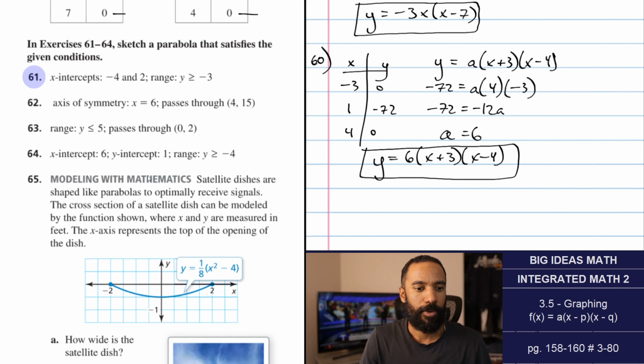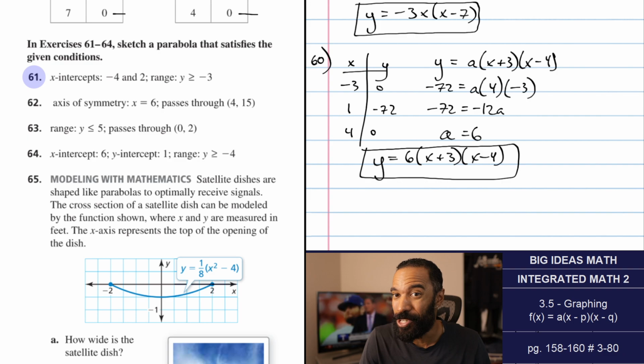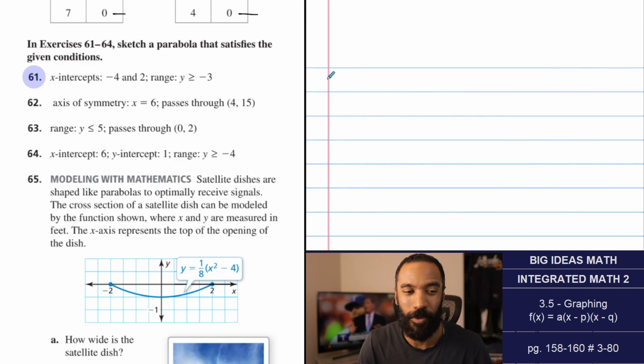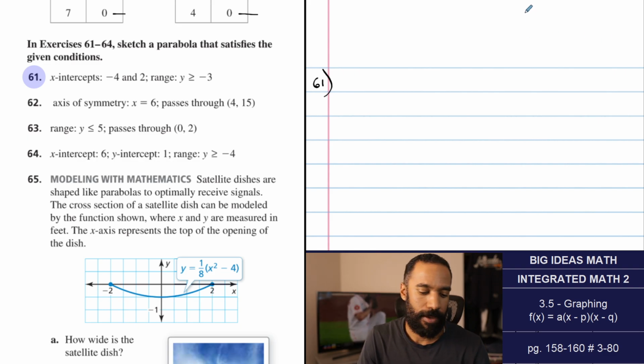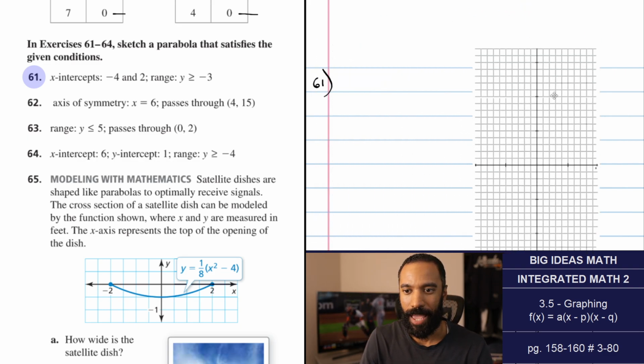61 to 64, sketch a parabola. Oh, there it is. Sketch a parabola. It's a little too soon. If I didn't say anything, there wouldn't have been word problems. Sketch a parabola that satisfies the given conditions. So now I'm going to have to go back to here, I guess.